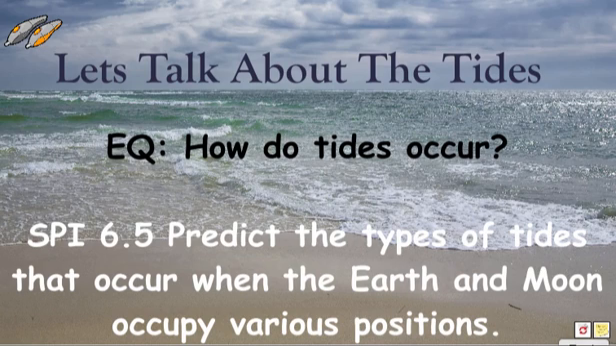Today we're going to talk about tides and eclipses. We're going to talk about how tides occur. Our standard is predict the type of tides that occur when the Earth and Moon occupy various positions.